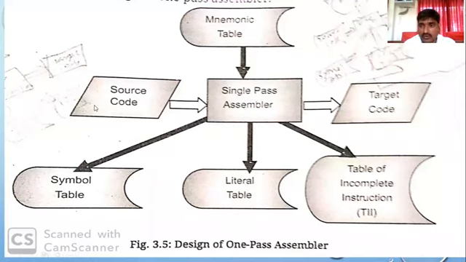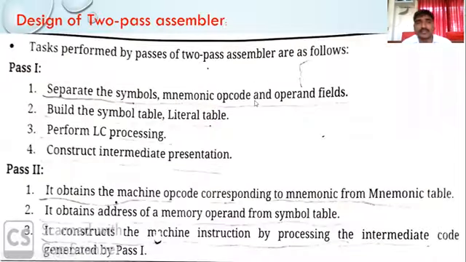Source code, that is the assembly program, is the input to the single pass assembler. Then the single pass assembler creates the symbol table, the literal table, and the table of incomplete instructions, which is useful for the backpatching method. Finally, target code will be generated with the help of the single pass assembler. This is the complete process of the single pass assembler.